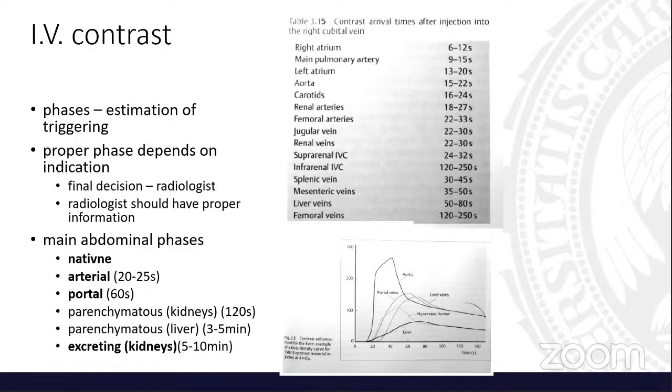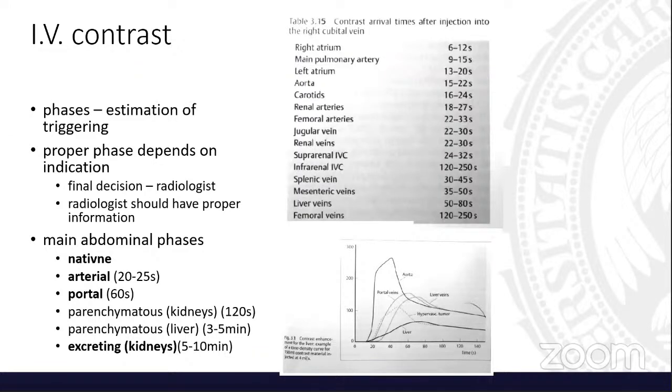So we know that we want to check something on a kidney, so okay, let's do a native phase, then we do it in 2 minutes, and okay, let's say in 5 minutes, or in arterial phase, 20 seconds, and then 2 minutes and 5 minutes. We would be actually pissed off when the clinicians would tell us what to do, but maybe it depends on the state.